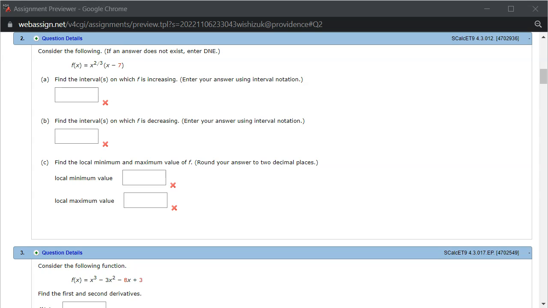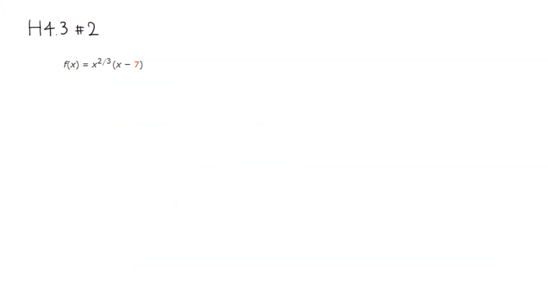All right, let's look at homework 4.3, problem number 2. We want to find the intervals of increase and decrease, so we need a derivative. f prime of x is equal to, we have two things multiplied together. This is the first guy, this is the second guy. So, product rule.